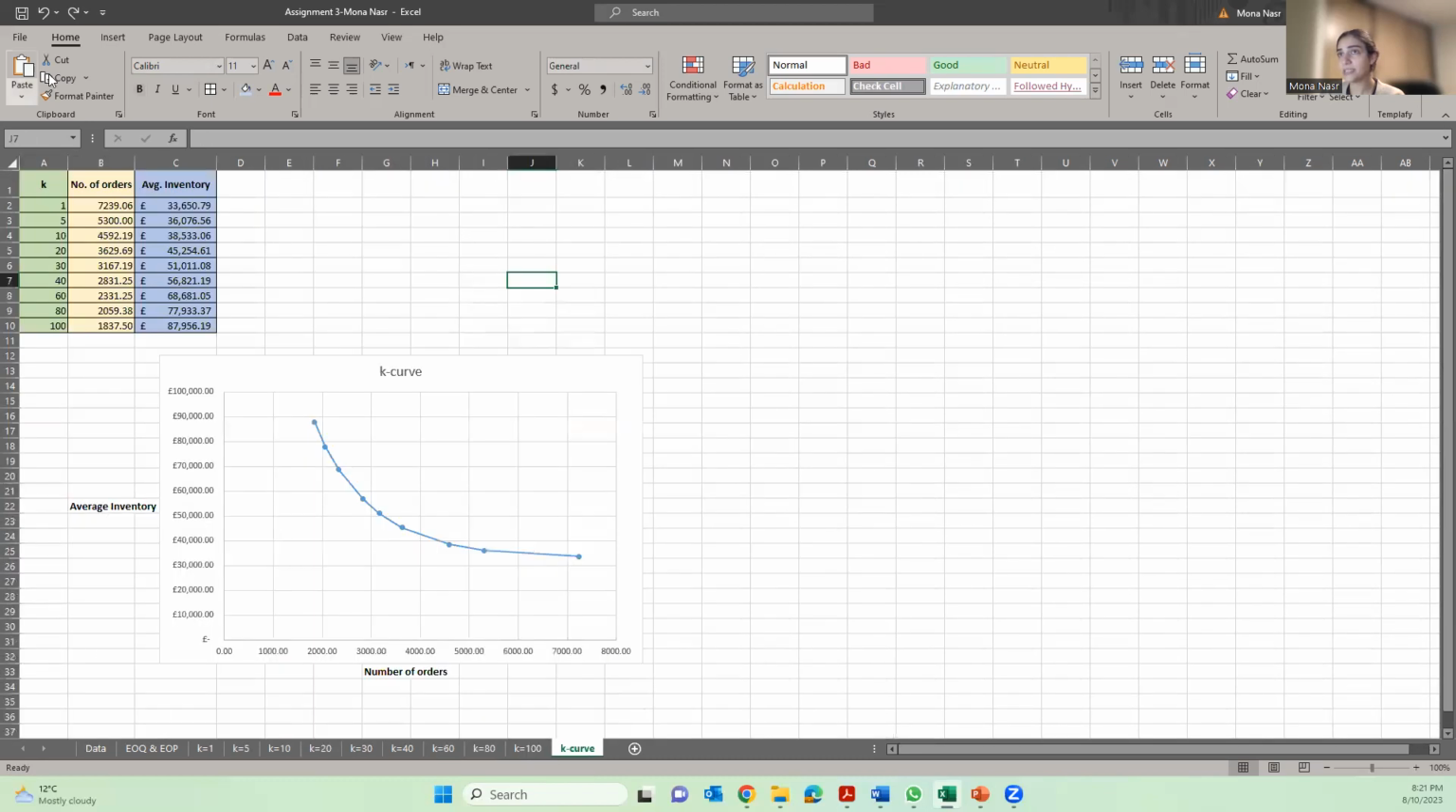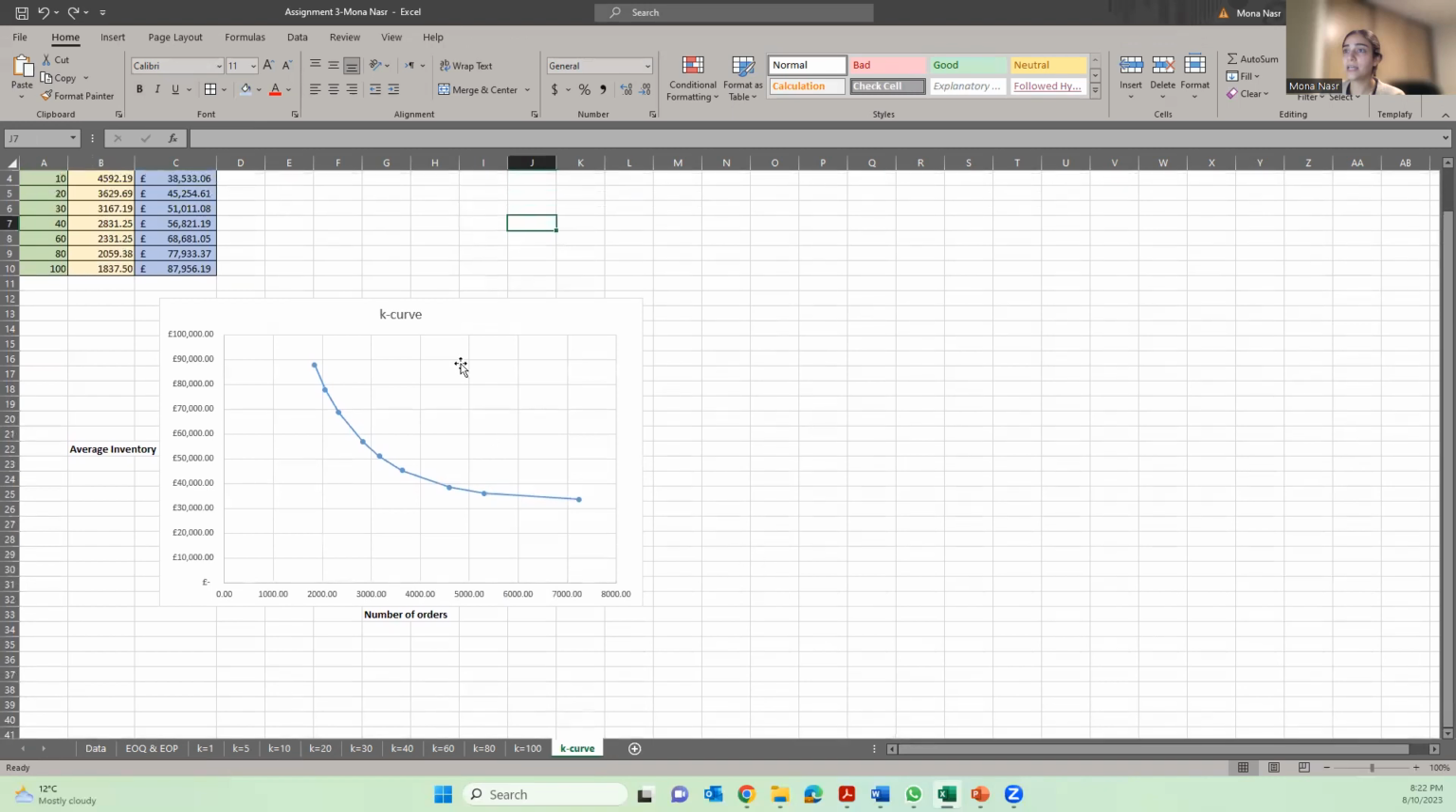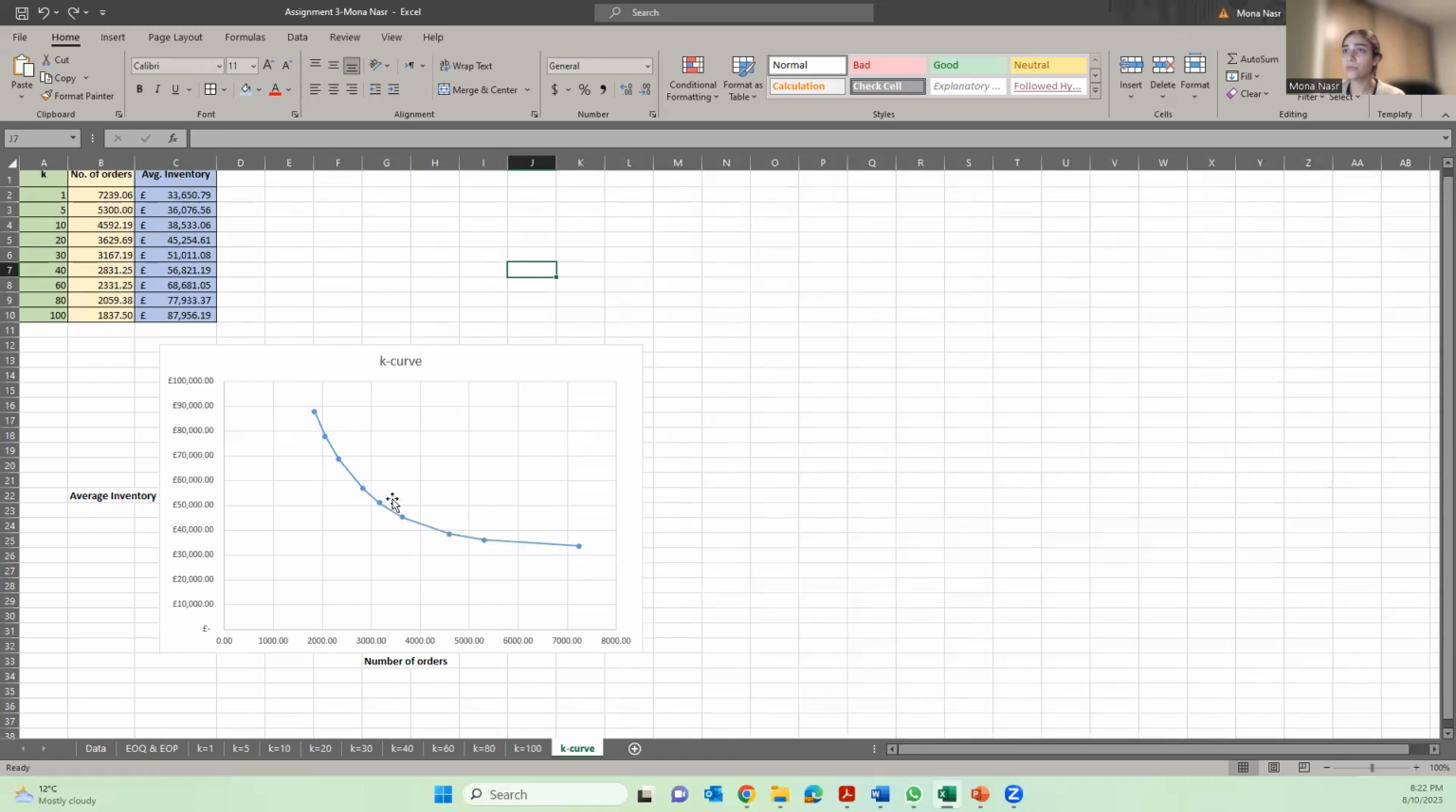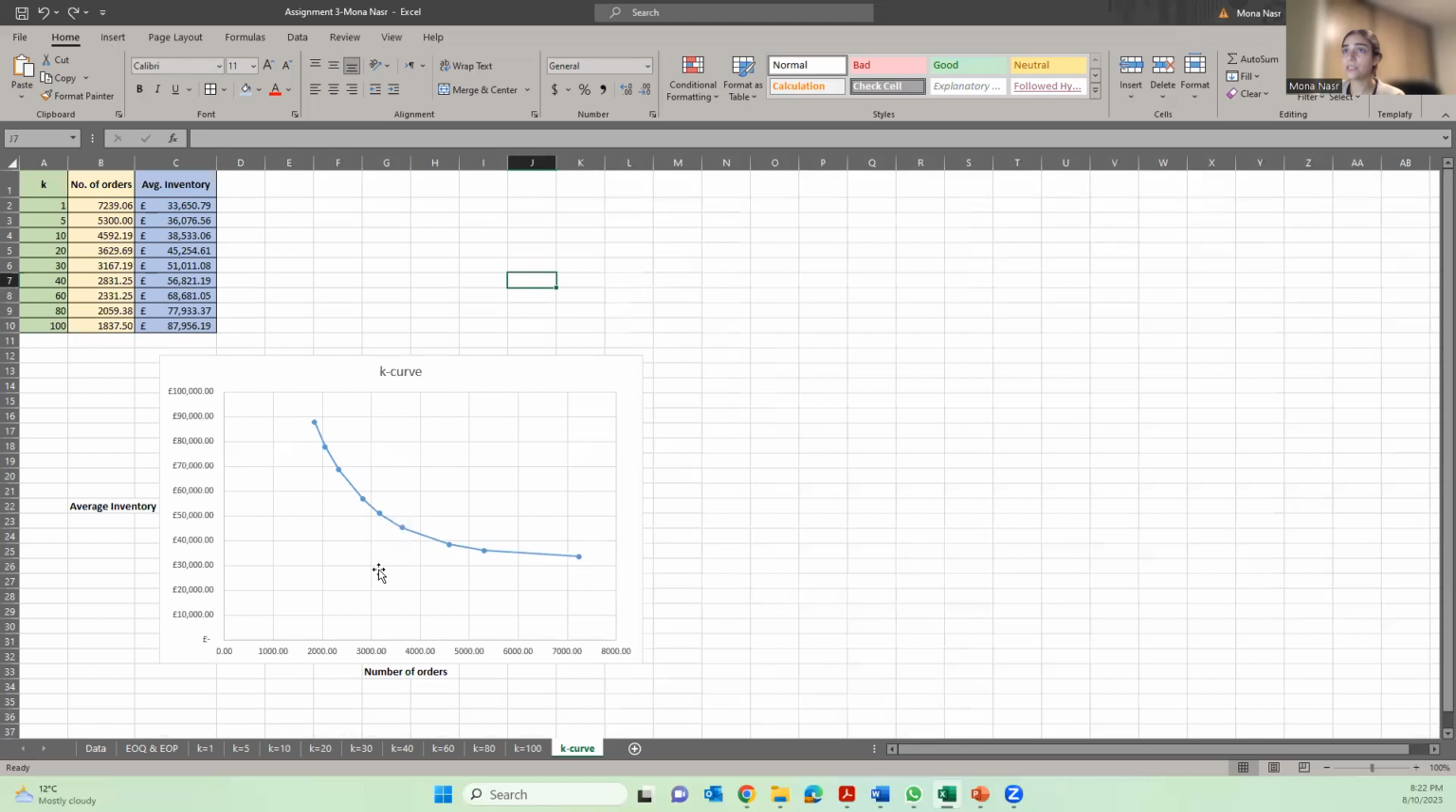And in the last sheet, here are the results, which are very important. This is the interpretation of the K-curve. After getting these numbers, number of orders and average inventory, for each K from 1 to 100, we can have this curve, which we call the K-curve. Then we can decide which number of orders is perfect for our inventory management.